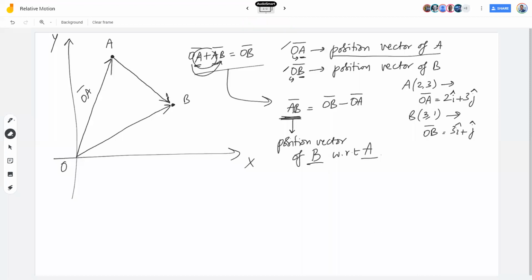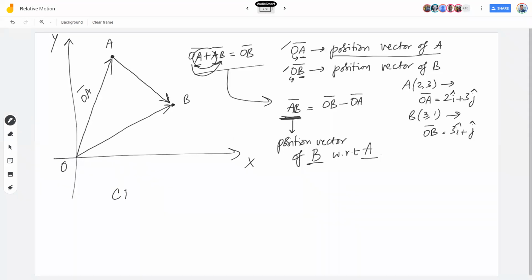Did we understand that line or not? AB bar means position vector of B with respect to A. AB bar means you are looking at B from A. The vector is pointing towards B from A, so it is the position of B with respect to A. Ashwin, wrong again. Not A with respect to B, it is B with respect to A. Please listen. AB bar means position vector of B with respect to A.